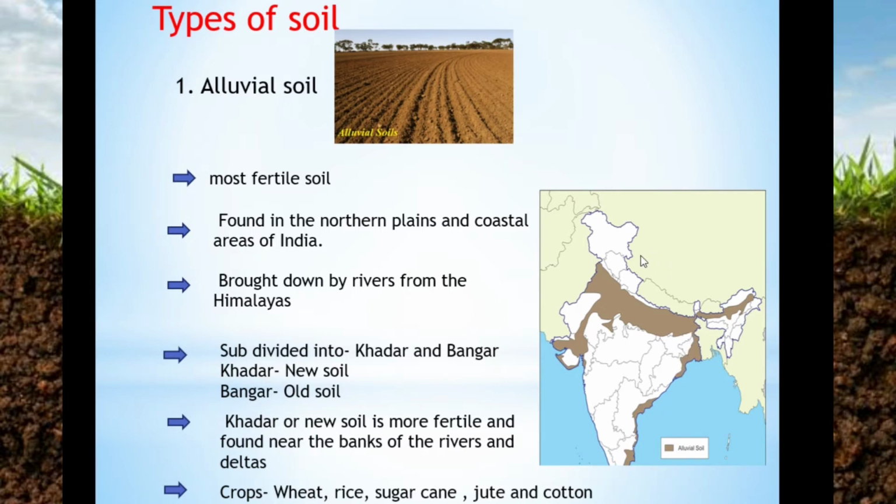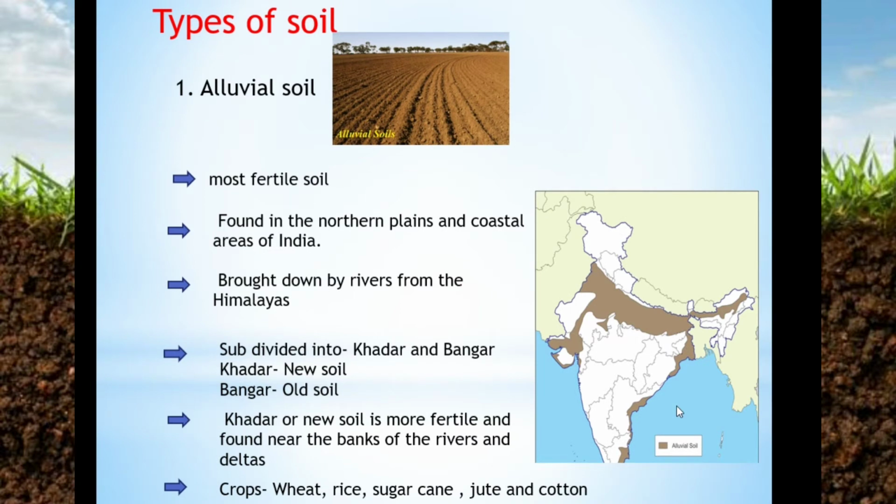We know that Ganga and Yamuna are two of the most famous rivers of northern India. When these rivers come down to the northern plains, they bring a lot of sediments and deposits, and over a period of time these deposits and sediments help in the formation of soil. Same happens in southern India. Rivers like Godavari, Krishna, Kaveri flow into the Bay of Bengal. Before flowing into the Bay of Bengal, they leave deposits and sediments in these coastal areas, and because of these, alluvial soil forms here.